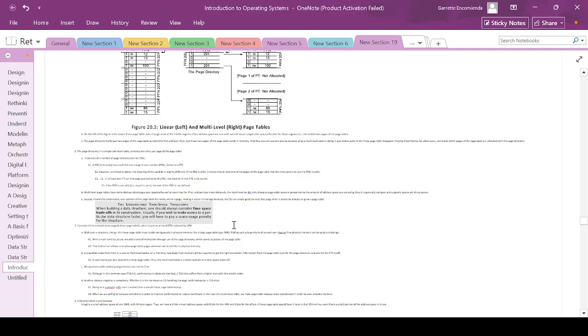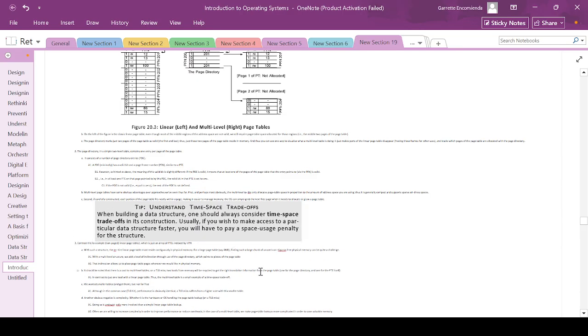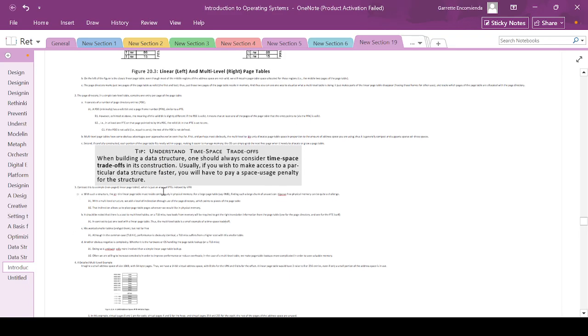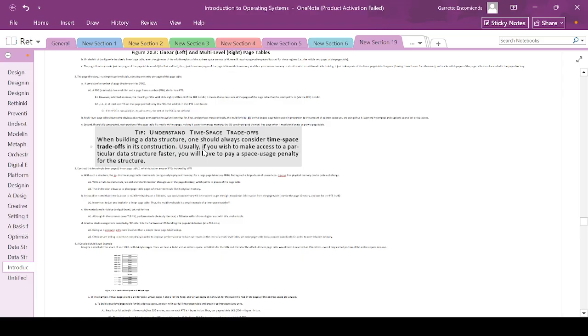Tip: to understand space efficiency and time-space trade-offs, when building a data structure, one should always consider time-space trade-offs in its construction. Usually, if you wish to make access to a particular data structure faster, you will have to pay a space usage penalty for the structure.